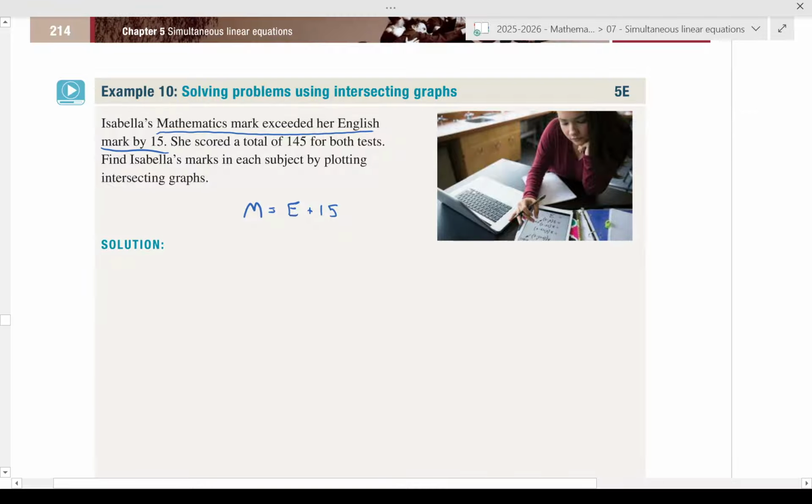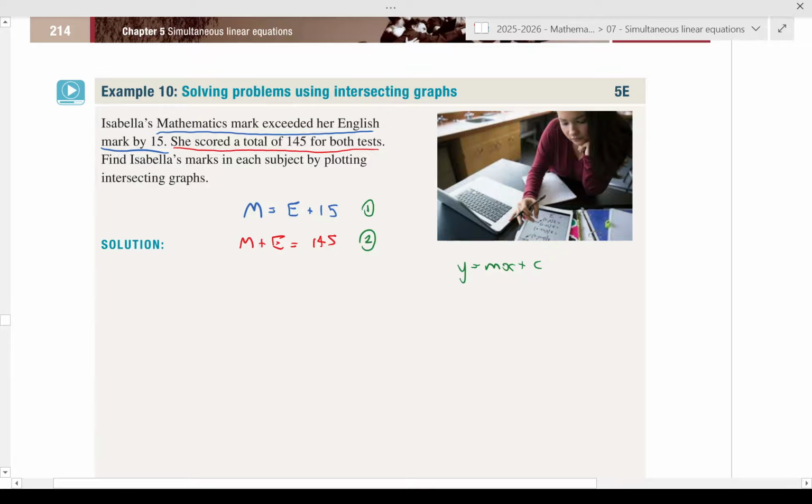The next one says she scored a total of 145 for both tests. So that means she got M plus E equals 145. So all of a sudden, we've got two equations, and it's got an M and an E. I'm going to call them 1, and I'm going to call them 2. Now, I would like to rearrange it so it looks more like a Y equals mx plus c type affair, which in this case, I think this one's probably the one I want to rearrange.